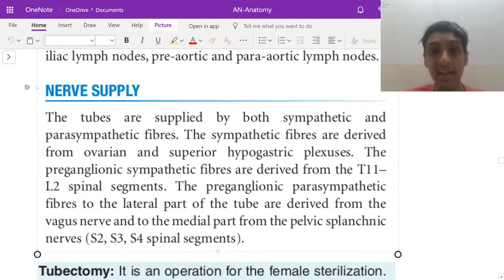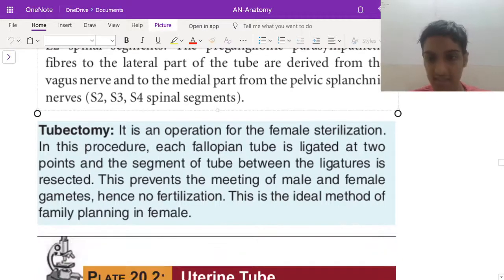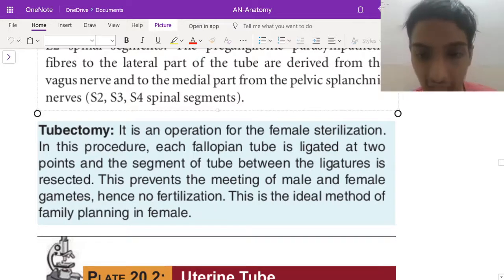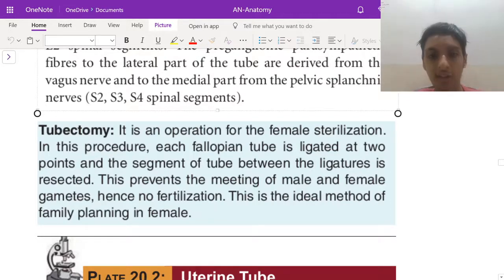I repeat, T11L2. And tubectomy is a procedure where the fallopian tube is cut and tied at both ends, so that the ova cannot travel to the ampullary isthmic junction for fertilization. This is also one method of family planning, just like vasectomy.